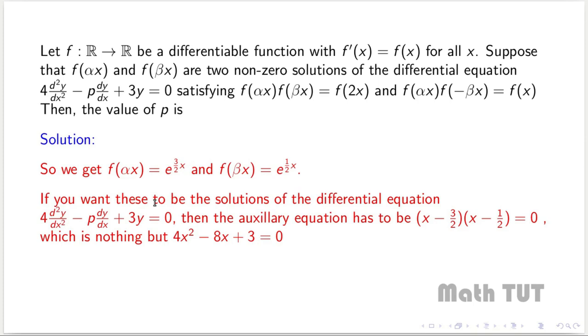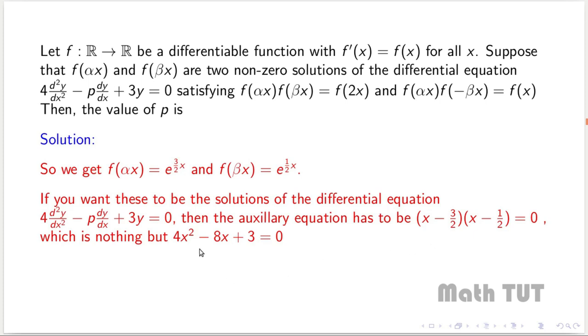So here we already got two solutions, e^(3/2 x) and e^(1/2 x). So these two have to be the roots of the auxiliary equation, or we get the auxiliary equation as (m minus 3/2) times (m minus 1/2) equal to 0. And if you just simplify it, you get 4m² minus 8m plus 3 equal to 0.